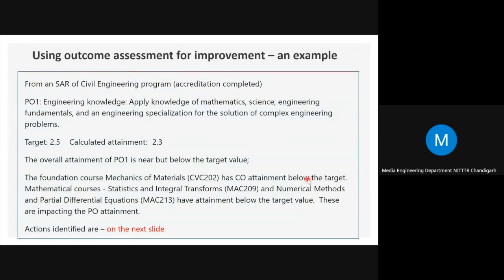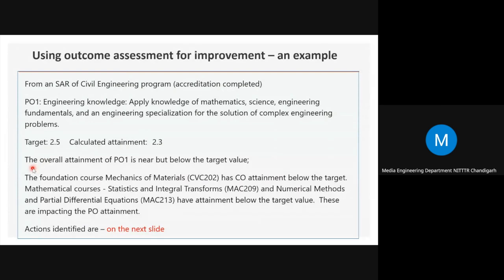So here you can see on this slide, there is one particular example where it was shown that the target was 2.5, but the actual attainment was 2.3. This is one example from a SAR of a particular civil engineering program. They found 2.3 as the calculated attainment and the target was 2.5. So that means the calculated attainment is less than 2.5. So we need to now analyze these attainments, and then we have to identify what actions we need, what improvement we need, what next will be done.